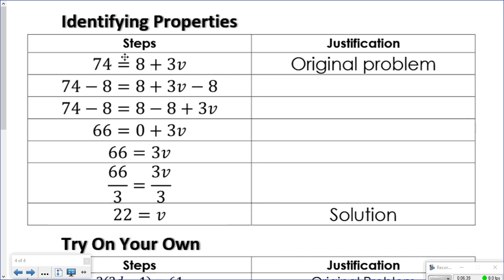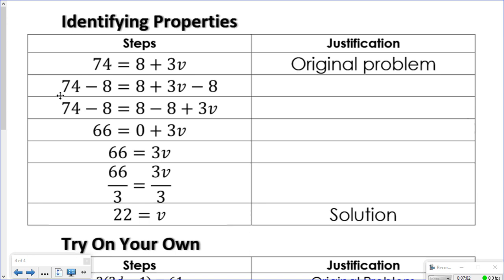So here's an example of someone who worked out an equation. Okay, it's just a two-step equation. And they did all their work because sometimes you'll have to give reasons why you're doing that step. You can't just do it because you feel like it. We have to have mathematical reasons behind it. So we started off with the original problem, 74 equals 8 plus 3b.